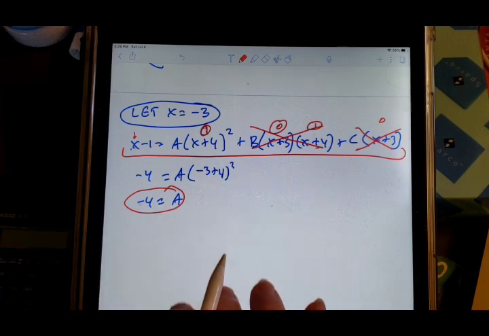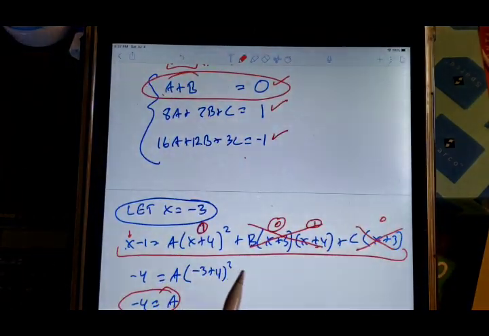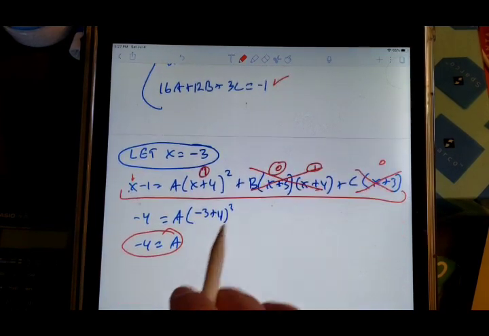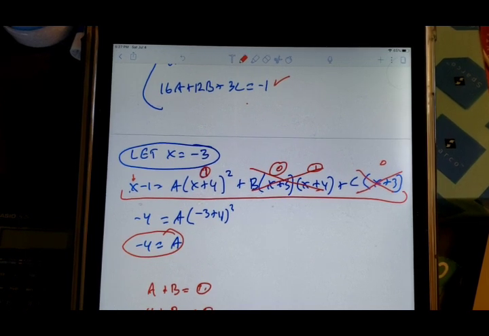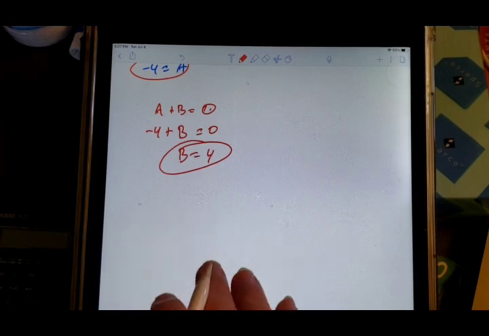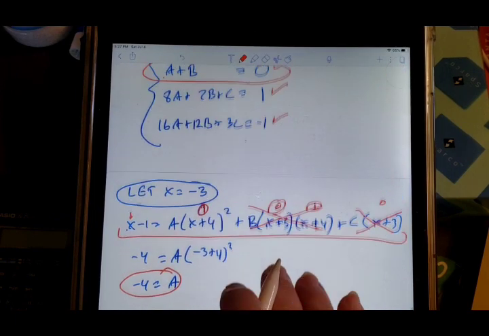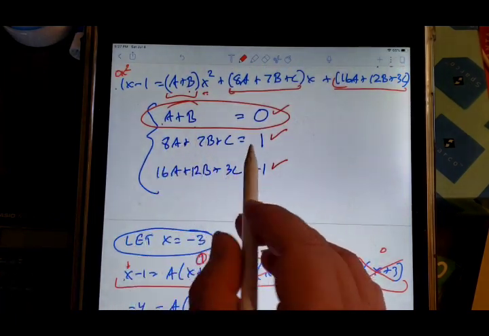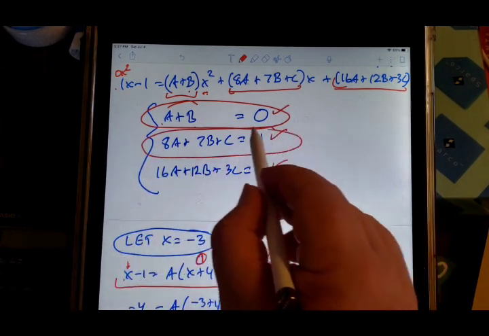Once I have that, let's take a look at this line right here. It is a plus b equals 0. So if a is -4, b is going to be +4. So we have most of our solution here. We know A, we know B. The only thing we don't know is C. I'm going to go ahead and use this one right here for C to find it.